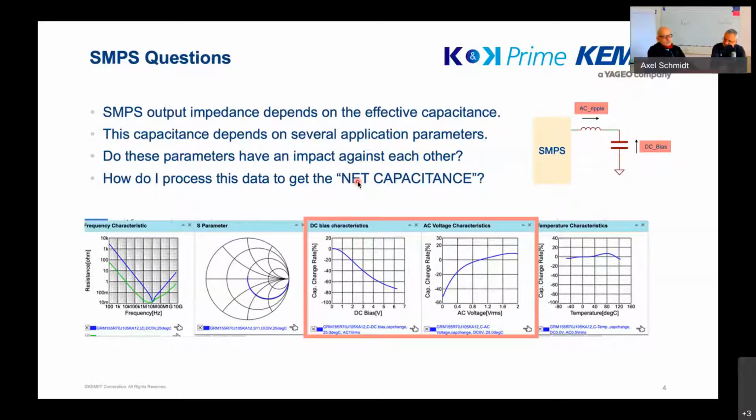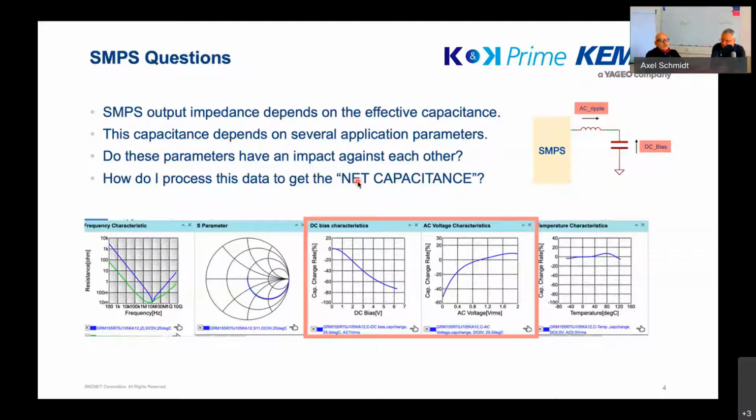And if you look not only on the KEMET website, but also on other websites, we give you a bunch of information, but the question is, how do they fit together? How do you manage that? You see on the bottom of the screen the graphs from one of our competitors. You get the impedance, you get S parameters, you get DC bias characteristics, you get AC voltages, and you get temperature characteristics. But now you have these, let's say, 4 different pieces of information, and the question is, how do they fit together? How do you manage that?